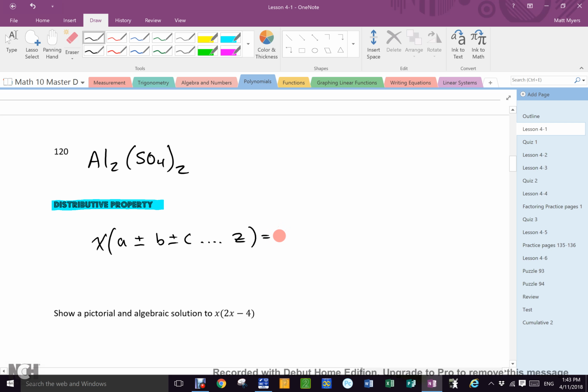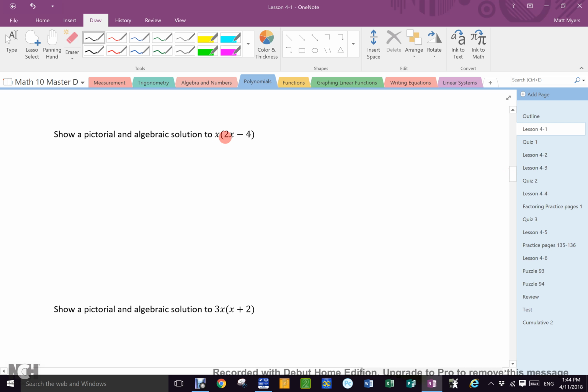And what happens is you get X times A plus or minus X times B plus or minus, and so on, down to X times Z. Everybody good? It's easy peasy lemon squeezy. Right? Okay. Now, if we're going to show a picture, remember I said we're only going to draw 3 or 4 pictures. Show me a picture here.